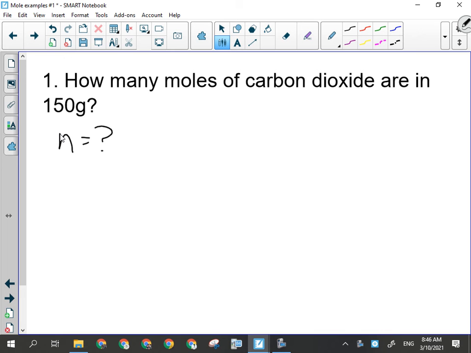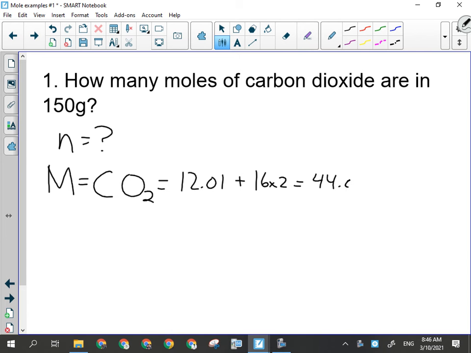Then it tells us that the material we're dealing with is carbon dioxide. That can help us to calculate molar mass. Carbon dioxide is CO2. I've got to get the formula right or I won't get the molar mass correct. So I'm going to have 12.01 plus 16 times 2, which should be 44.01 grams per mole for my molar mass. And then the last thing they tell us is the mass, 150 grams.